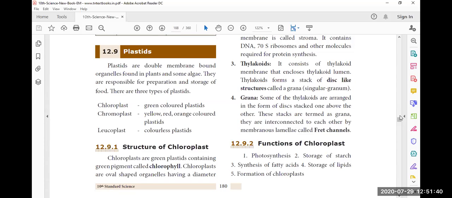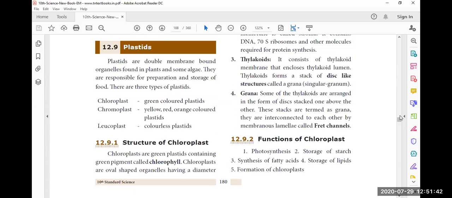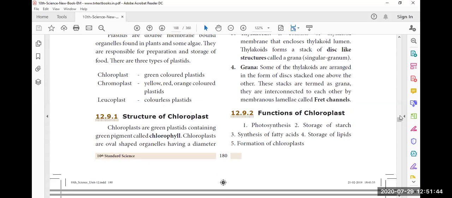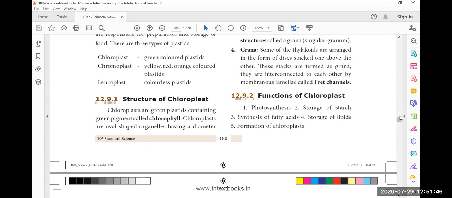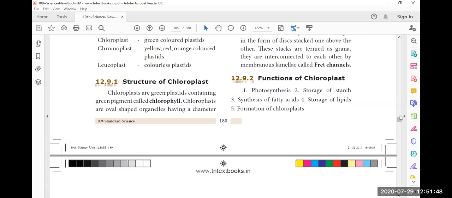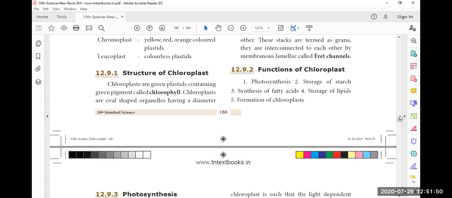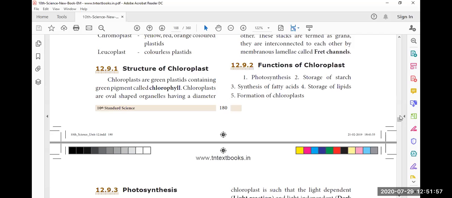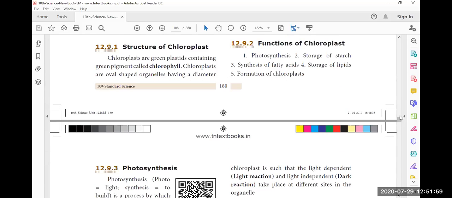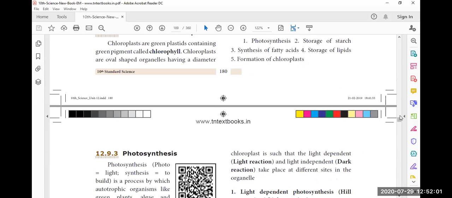There are different kinds of functions. One is photosynthesis. The main function of the chloroplast is photosynthesis. The second function is storage of starch. Starch is nothing but stored food material in plants. Next is synthesis of fatty acid and storage of lipid, formation of chloroplast. These are the main functions of the chloroplast.